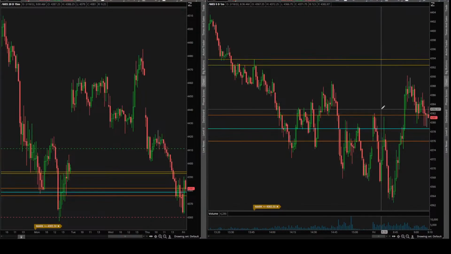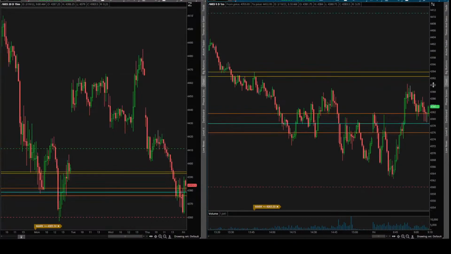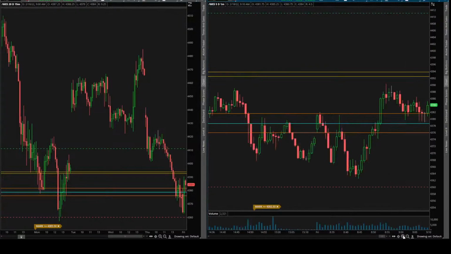I'm not super bullish for the day. This is just a shorter term trade for me. I feel that if we get up into here, above here, that at some point later in the day we could fail and then have a nice push downward. That's just my opinion.